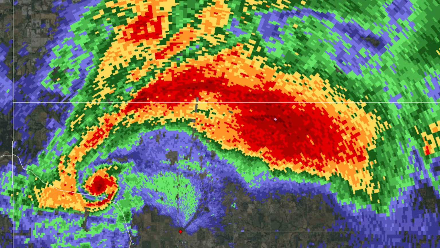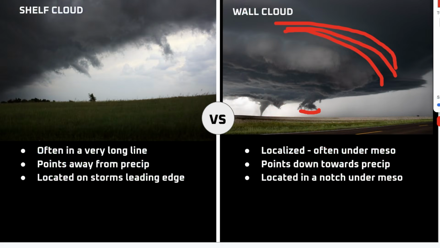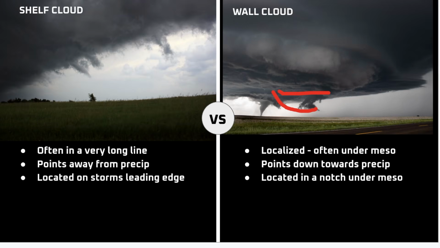The wall cloud, on the other hand, will be located under the notch or the mesocyclone of a thunderstorm, that rotation. And then you'll see this right here. This is a developing wall cloud or tail cloud feeding into this thing. Again, a little bit smaller than a shelf cloud.